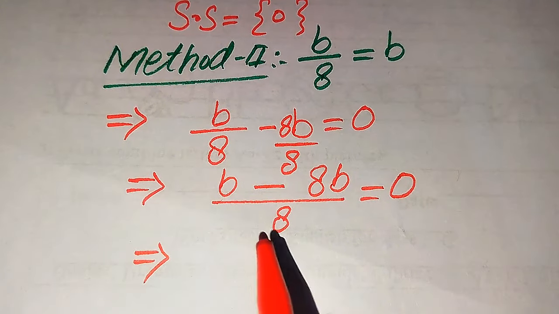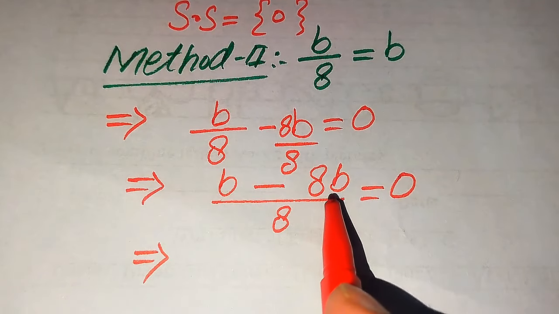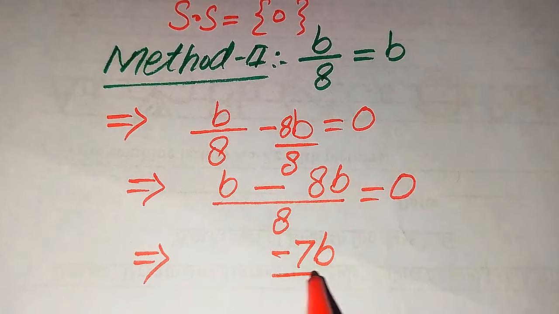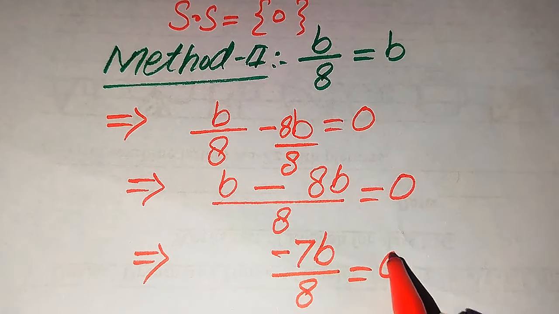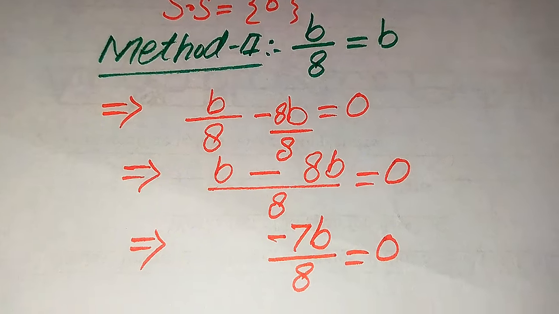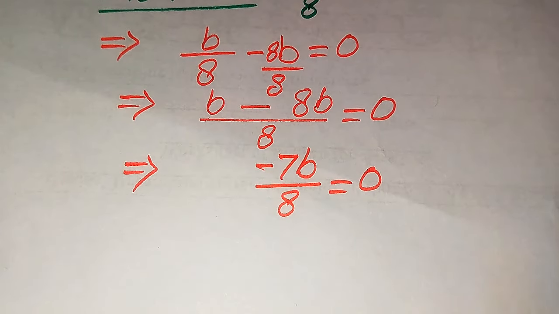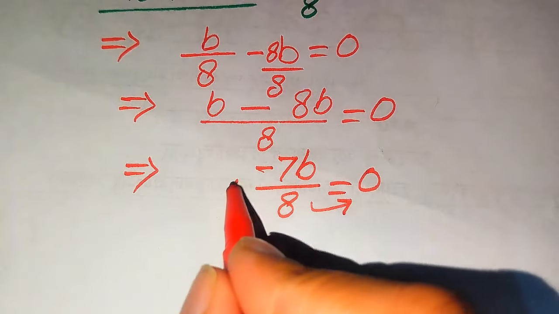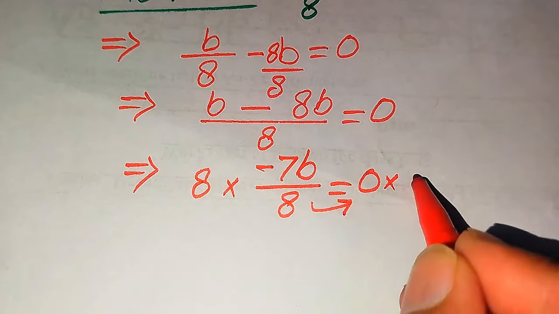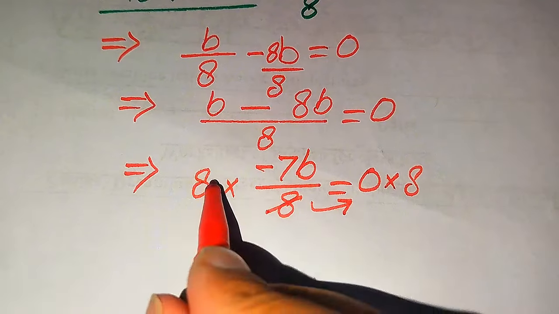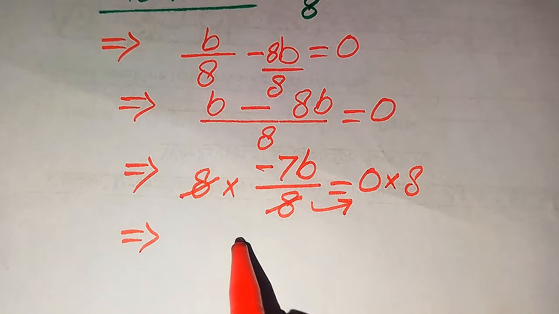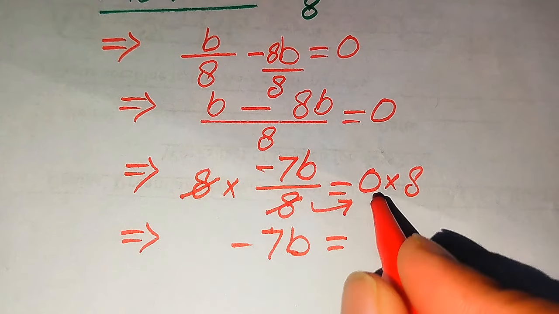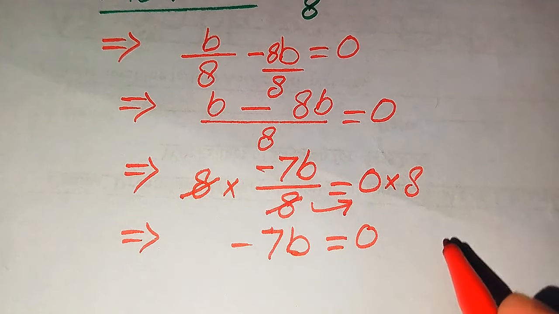And further in the next step we have b minus 8b, and b minus 8b becomes here -7b divided by 8 is equal to 0. And because here our target is to find the values of b, we need to move this 8 to the right hand side. For this we multiply both of the sides by 8. So you see here this 8 is cancelled out by this 8, and we get -7b is equal to 0 times 8, which becomes 0.